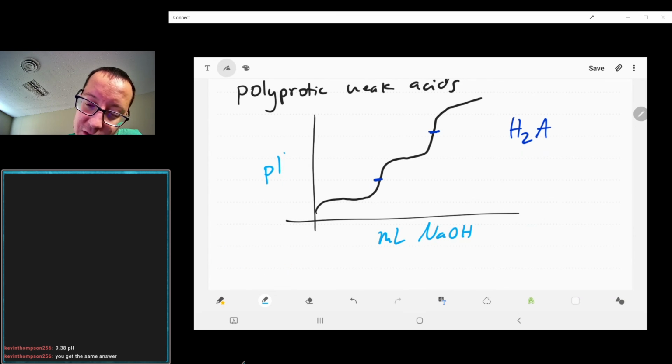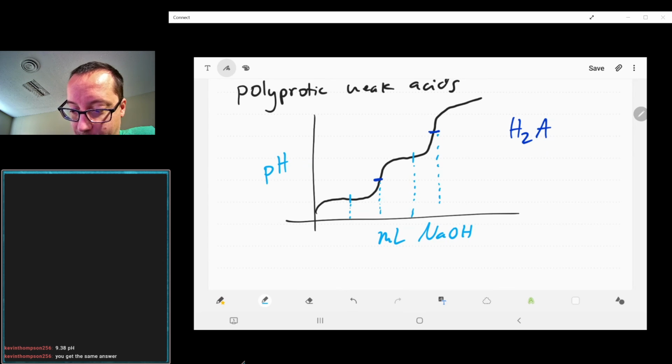This is our pH. We're going to have the same kind of points here as we did before. Once we've added one molar equivalent of our base to our acid, we're going to be looking at where the pH will be equal to the pK or the combined pK. Okay, let me slow down. Let's look at these individually.